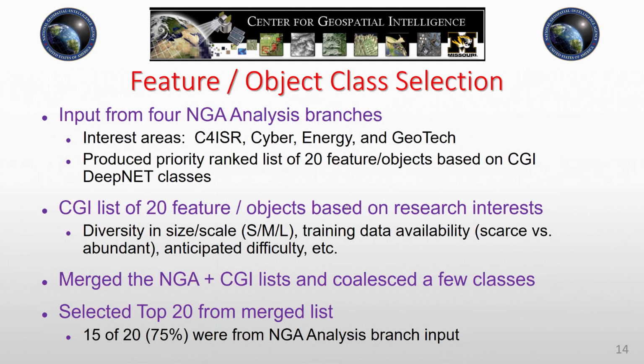So I mentioned earlier that we had NGA analysts, branch chiefs give us input on what to select for the studies that we did of this. And they gave us a list. We had our own list. We conflated the two and came up with a list of 20 that we were going to study in this particular effort. And 15 of those 20, or 75% of them, came from the NGA input, or the branch chiefs that provided input. So we thought it's a pretty good mapping there between their interests and what our interests were from a research perspective.